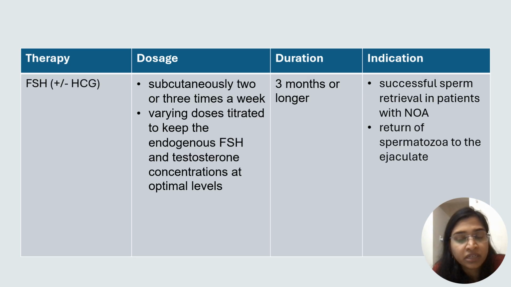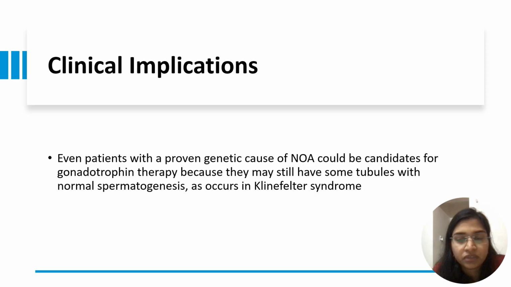So as treatment, we can give FSH plus or minus hCG subcutaneously 2 or 3 times a week, with varying doses titrated to keep the endogenous FSH and testosterone concentrations at optimum levels. We have to give it for 3 months or longer, and it has been shown that we can get successful sperm retrieval in patients with NOA and return of spermatozoa to the ejaculate in these patients. The clinical implication is that even patients with a proven genetic cause of non-obstructive azoospermia could be candidates for gonadotropin therapy because they may still have some tubules with normal spermatogenesis, as occurs in Klinefelter syndrome.